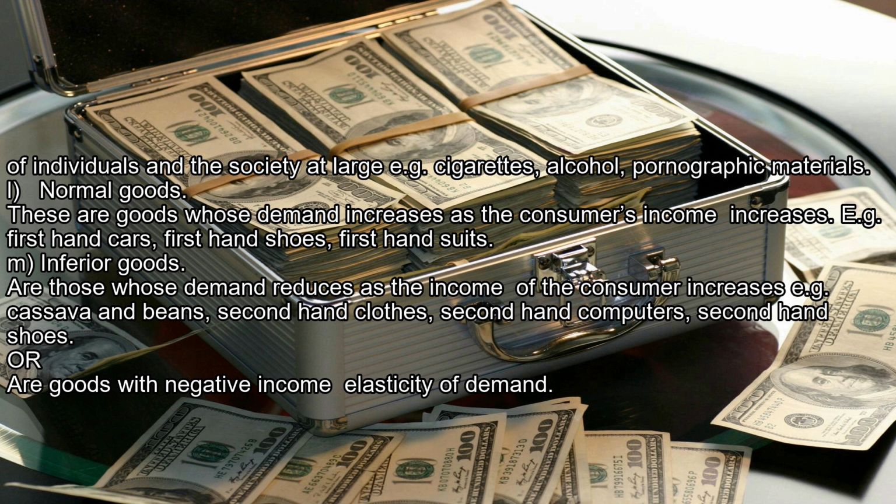Normal goods. These are goods whose demand increases as the consumer's income increases, e.g. first-hand cars, first-hand shoes, first-hand suits. Inferior goods are those whose demand reduces as the income of the consumer increases, e.g. cassava and beans, second-hand clothes, second-hand computers, second-hand shoes. Or are goods with negative income elasticity of demand.